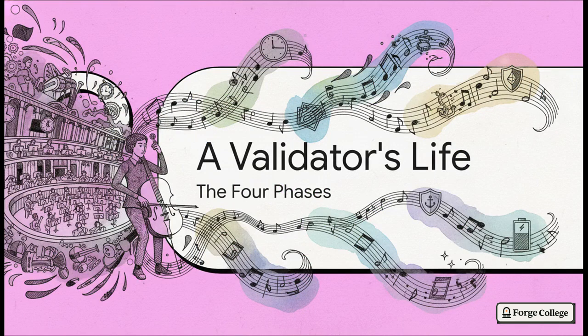Okay, so we've met all the sections of our orchestra. Now let's zoom in and focus on just one musician, a single validator, and see what their performance looks like. Because a validator's job isn't static. It actually moves through 4 different phases.